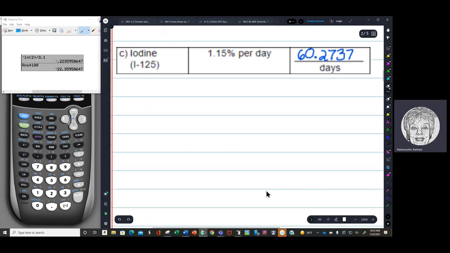Here's radioactive iodine. I have a thyroid operation that I had when I was a child, and I was given radioactive iodine for a while. People are still given radioactive iodine.